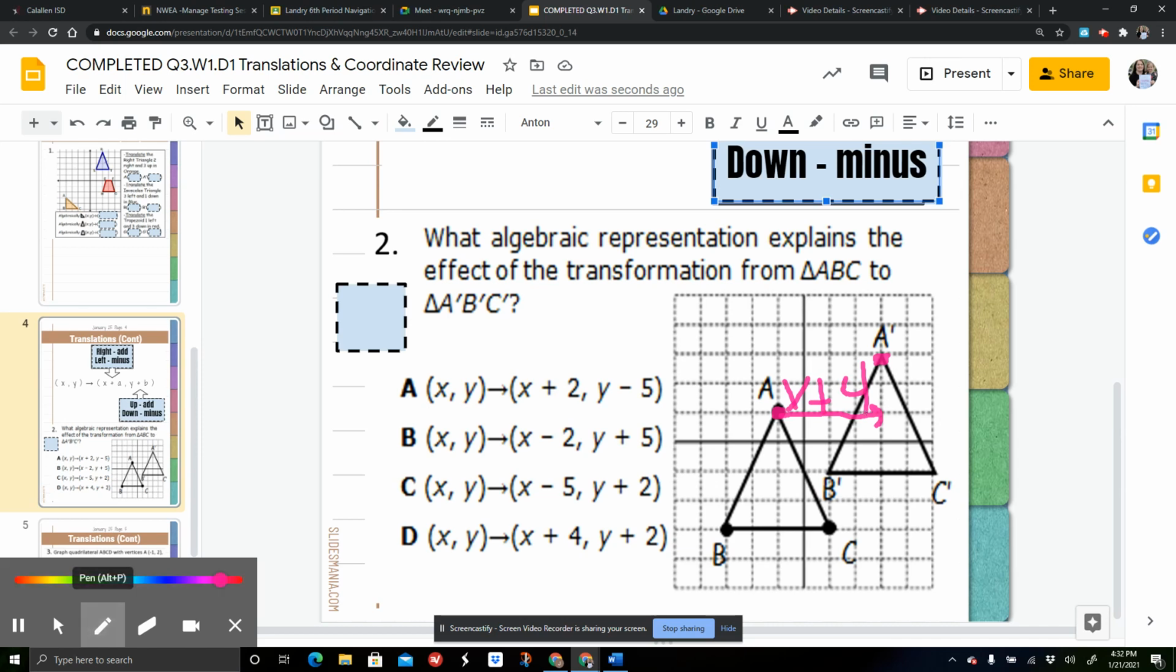The next one is to check the vertical. And that one is moving up 2. And since you're getting bigger on the y, that would be y plus 2. So the answer choice that matches is D. XY transforms to x plus 4, y plus 2.